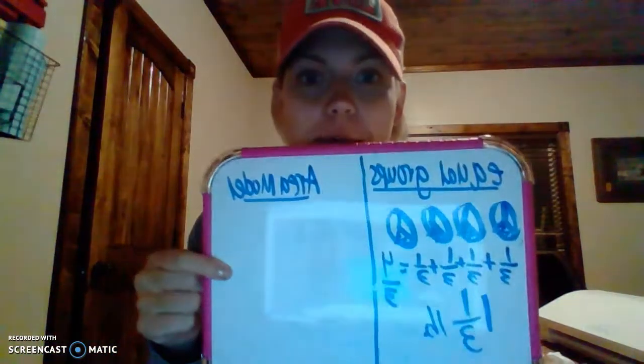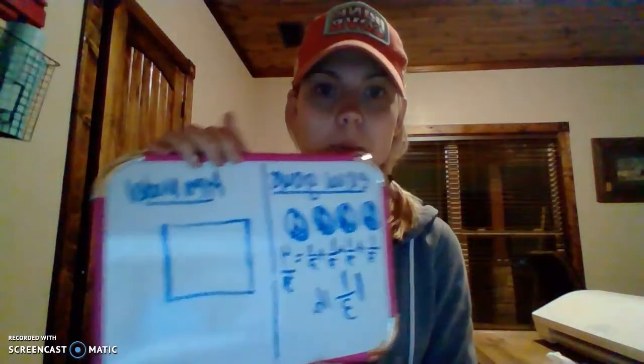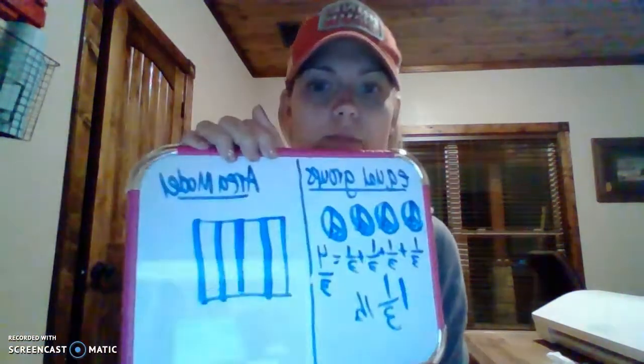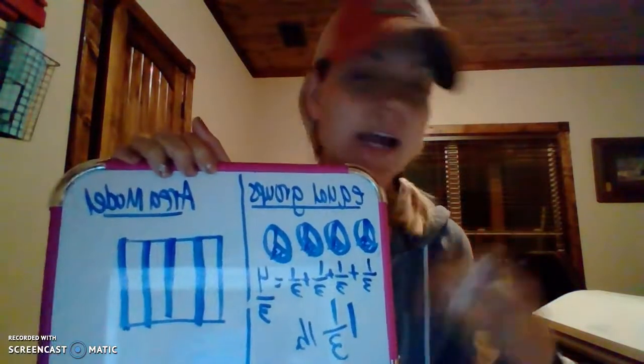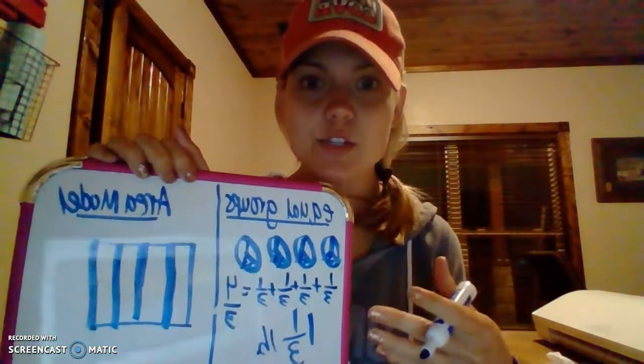All right, so we're going to stick with the same problem, and I'll just review what an area model would look like. We've got 4 hamburgers, and they each weigh 1/3 of a pound. So this is where you would have your rectangle, and we want to split it into 4 equal parts because we have 4 hamburgers. And so we would just split that vertically into fourths.